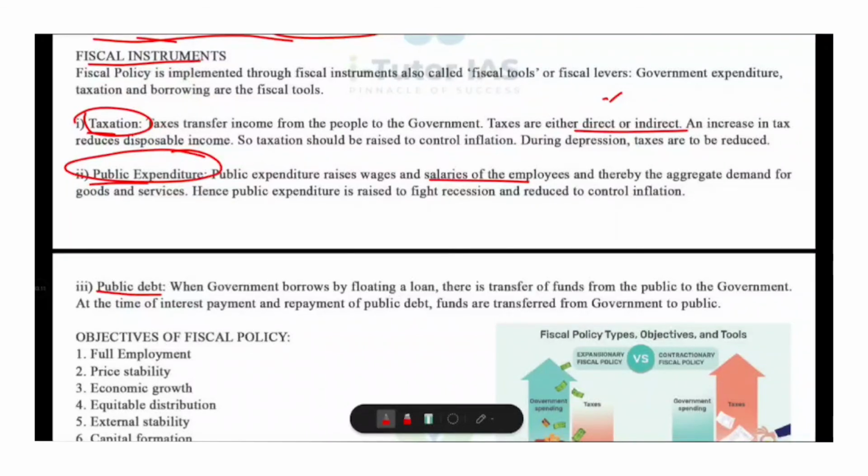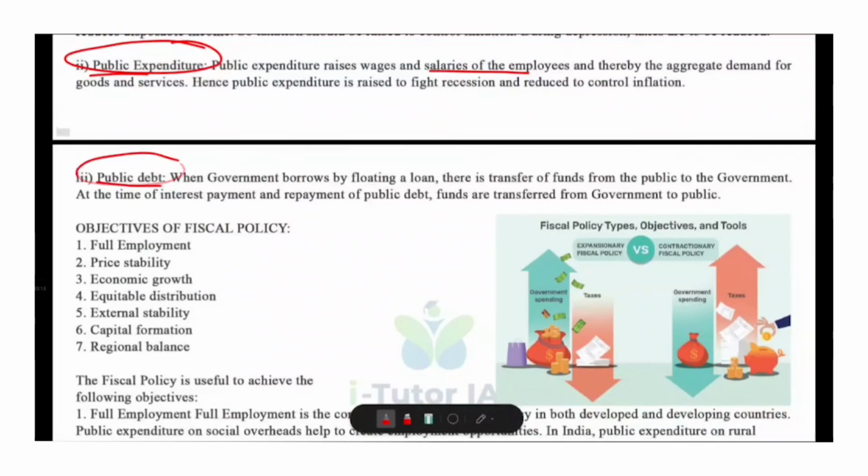Then the third one, public debt, or it is also known as borrowing. When the government borrows money, it takes funds from the public. How? By issuing bonds and loans like government securities. And what are the effects of public debt? When the government borrows, money moves from the public to the government.